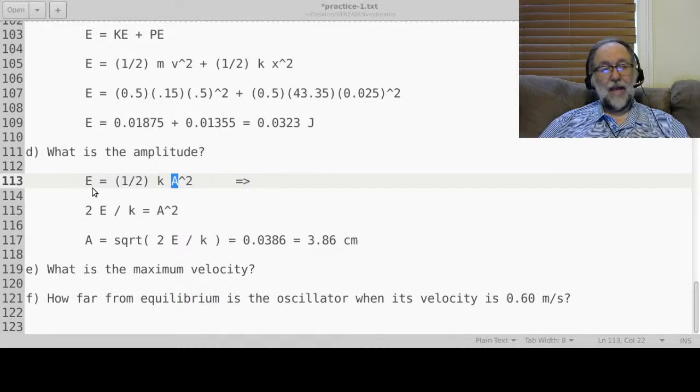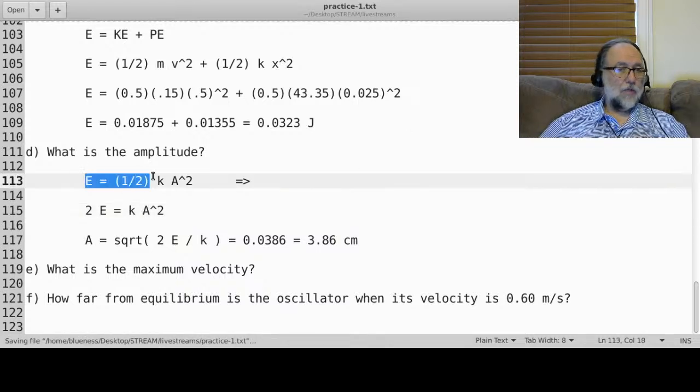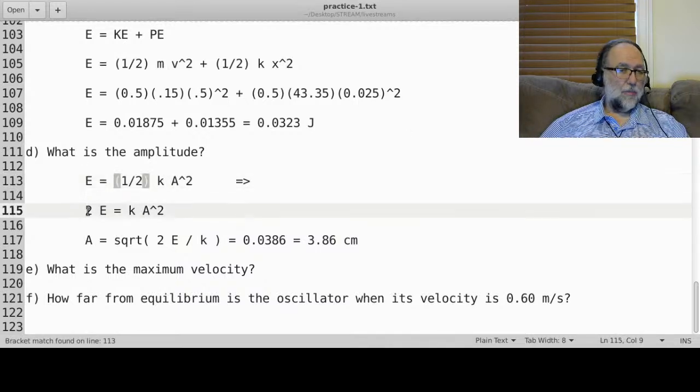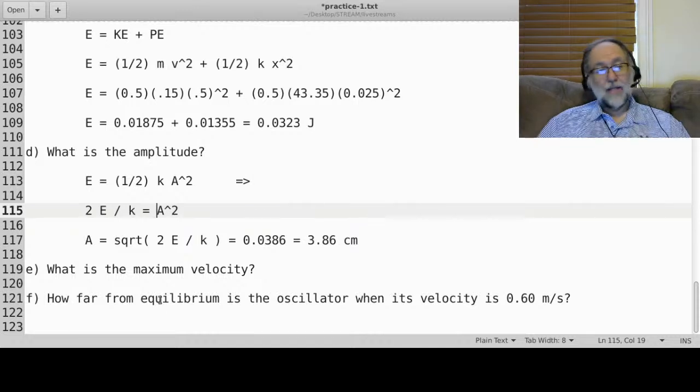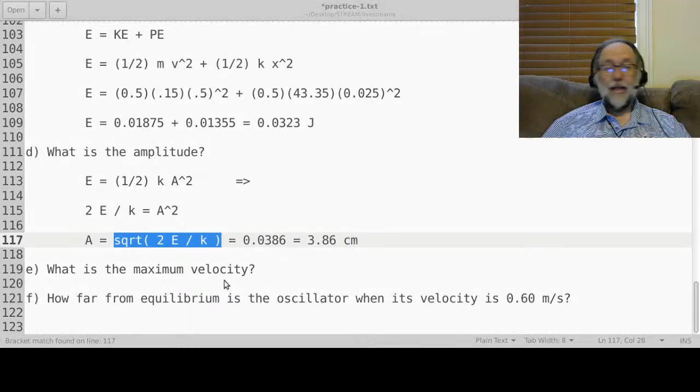So basically, just take E is equal to 1/2 kA squared. Multiply both sides by 2 to get rid of the halves. Let me do it in steps here. I always feel like I might be going too fast for you guys, and you're all being too polite to tell me. So, multiply both sides by 2, and we get 2E is equal to kA squared. Then divide both sides by k, so 2E divided by k is equal to A squared. Then I take the square root of both sides, and I get that A is equal to the square root of 2E over k. And then I plug in the numbers.